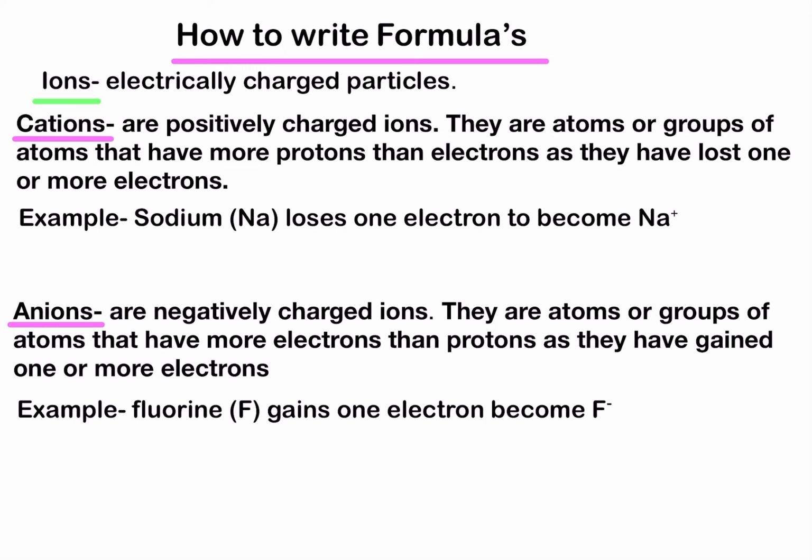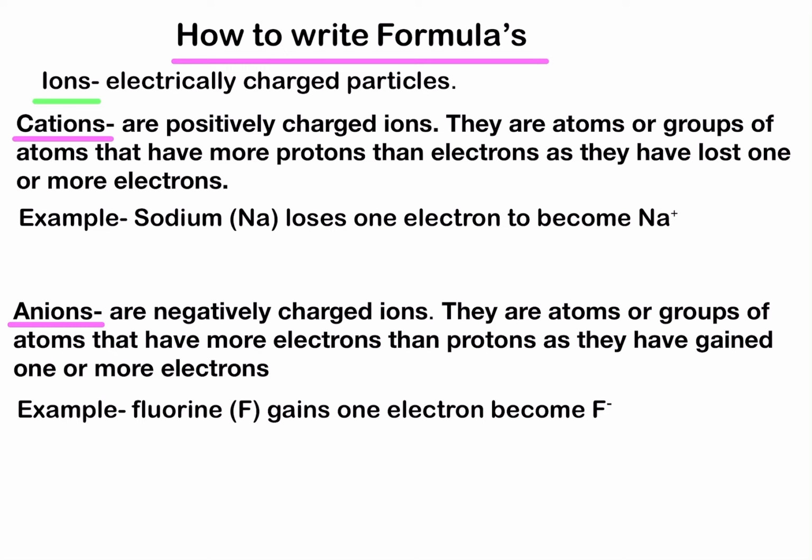So there are two types of ions. One is cations and the other one is anions. Cations. Cations are positively charged ions. They are atoms or groups of atoms that have more protons than electrons as they have lost one or more electrons. Example, sodium loses one electron to become Na+.